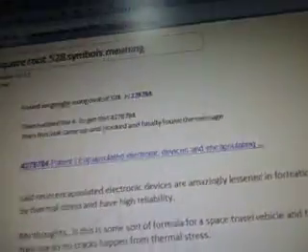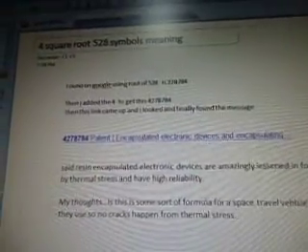inventions. Okay, so my thought is, is this some sort of formula for a space travel vehicle, and that is what they use so no cracks happen from thermal stress. So that's what I'm assuming this whole thing is. I've got the patent information over here. It's United States, PTOdirect.com. Wong, someone named Wong.